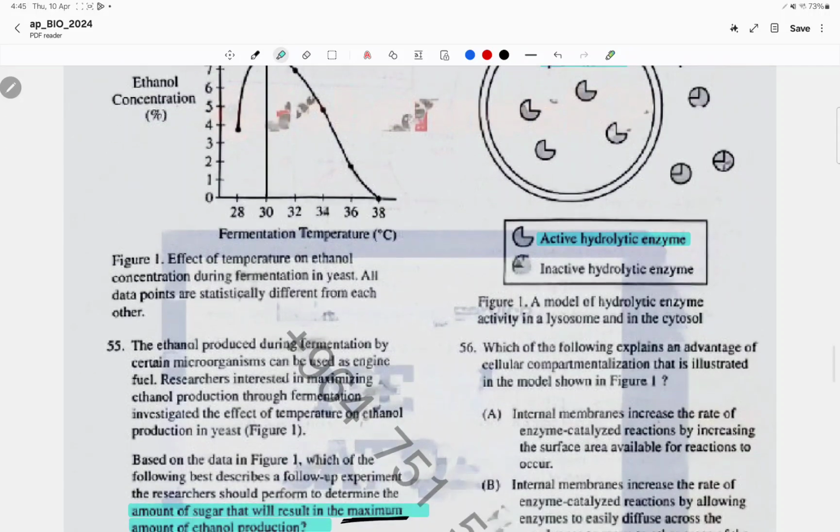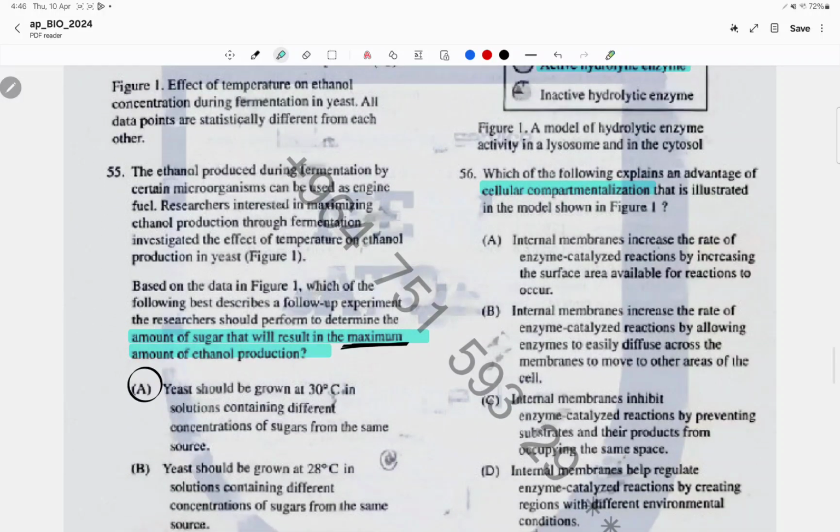Which of the following explains an advantage of cellular compartmentalization? Do you know what this word means? It means locating your organelle with an internal membrane, within a membrane. So the inside does not leave the outside. In fact, anything with a membrane is called compartmentalized. So whatever is happening on the inside does not touch the outside. So having those internal membranes will be good to protect the rest of the cell from this acidic pH.